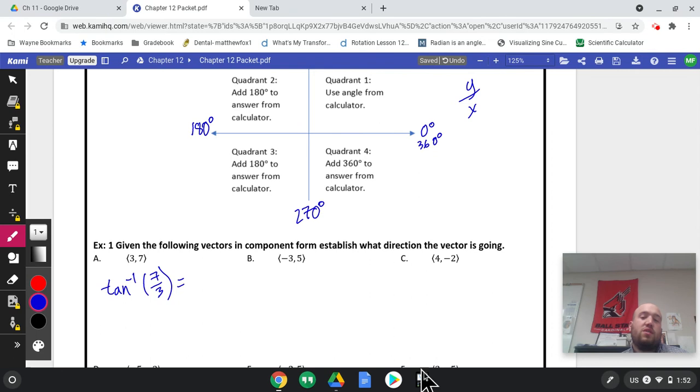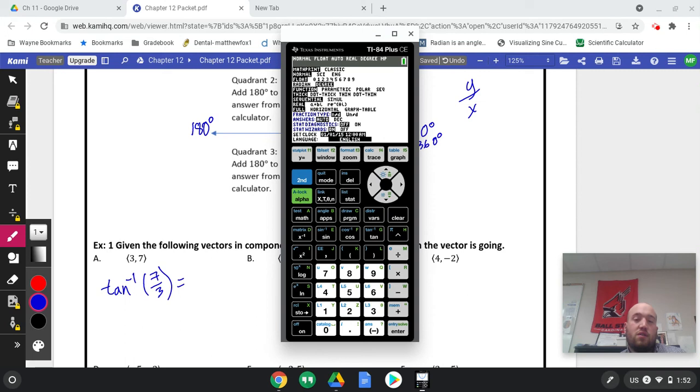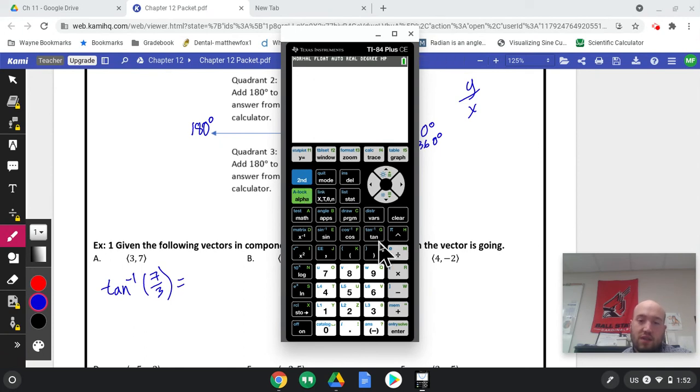You can use this calculator. If you do this, you're going to have to change it into degree mode. You can go over here, do that, then hit clear. You're in degree mode. Then just second tangent of 7 divided by 3. That works. 66.8, we'll round up to 67.